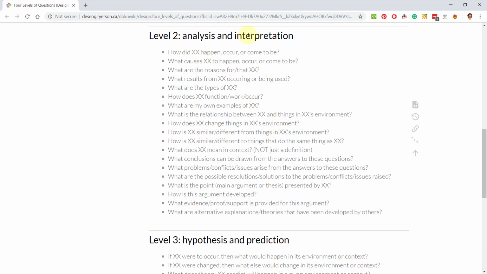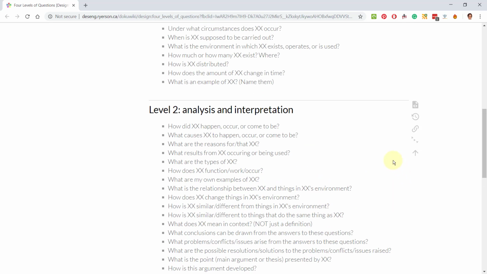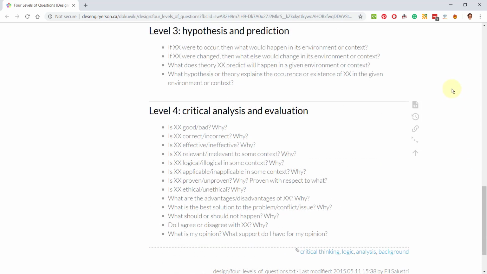Level 2 is analysis and interpretation. So these are examples of that. What are the types? How does it work? What causes it to happen? So you'll find that quite a lot of your questions might end up actually being level 2. So I'd say the majority of your questions need to be either level 1 or level 2. Level 3 and 4 are a little bit more difficult.